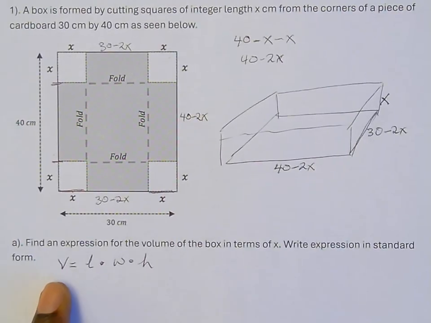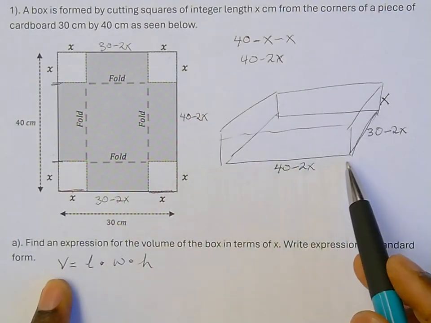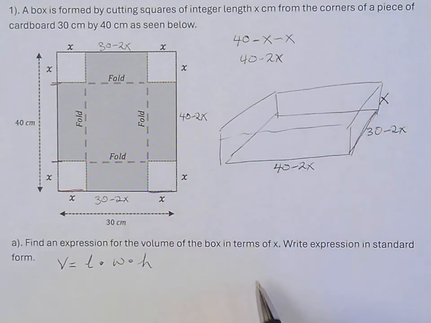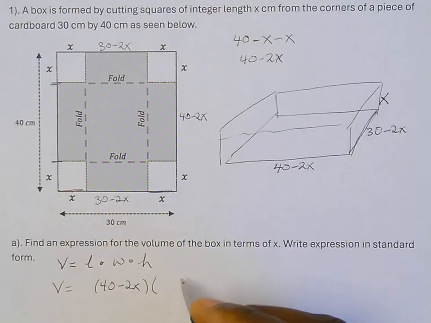So the volume of a rectangular prism like this one is the length times the width times the height. With that, I can plug in the measurements that I know. The volume is going to be the length, which is 40 minus 2x, the width, which is 30 minus 2x, and times the height, which is x.